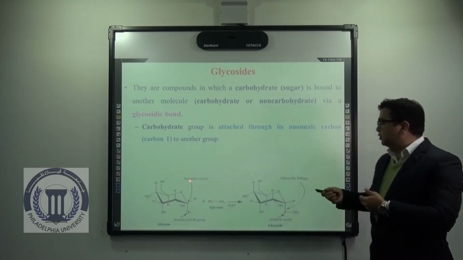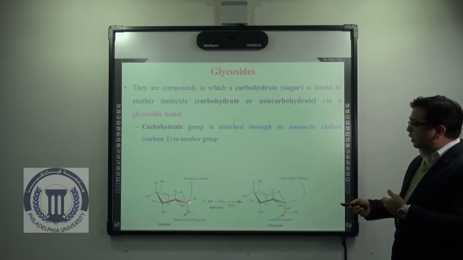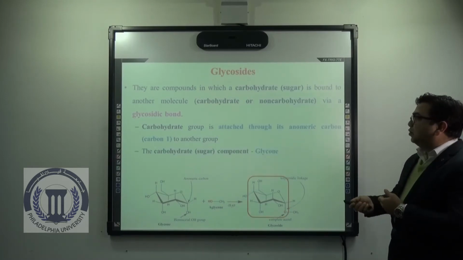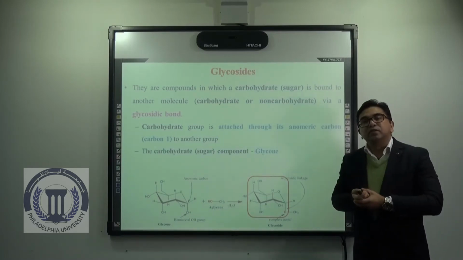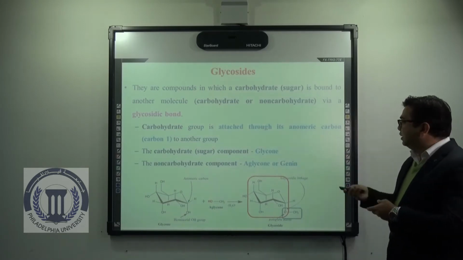Here is an example of structure of glycoside. You can see the carbohydrate moiety where the anomeric carbon is bonded to another group which is a non-carbohydrate moiety by forming a glycosidic linkage. And in glycoside, the carbohydrate component is known as glycon, whereas the non-carbohydrate component is known as aglycon or genin.